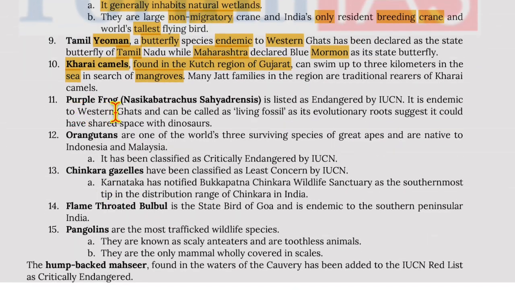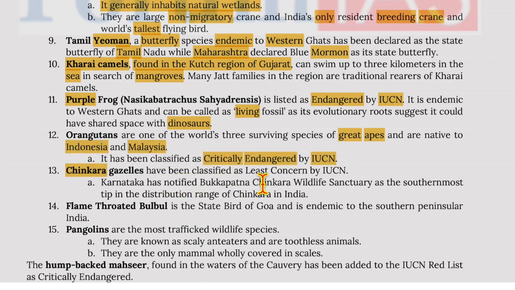Now, moving on to the purple frog. It is listed as endangered by IUCN. It is endemic to the Western Ghats and can be called a living fossil, as its evolutionary roots suggest it could have shared space with dinosaurs. Now, orangutans are one of the world's 3 surviving species of great apes and are native to Indonesia and Malaysia. They have been classified as critically endangered by IUCN.